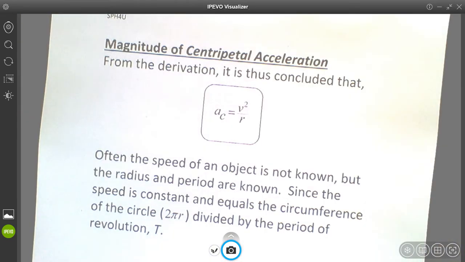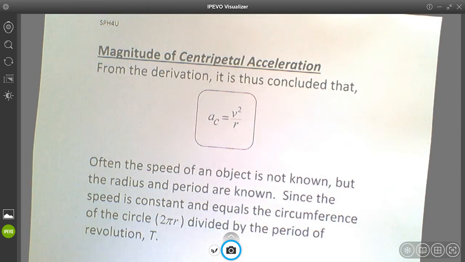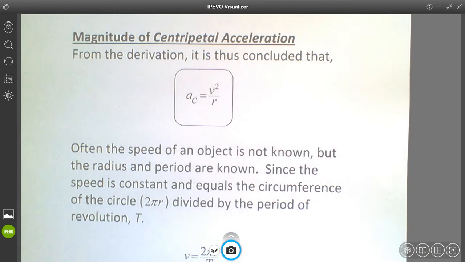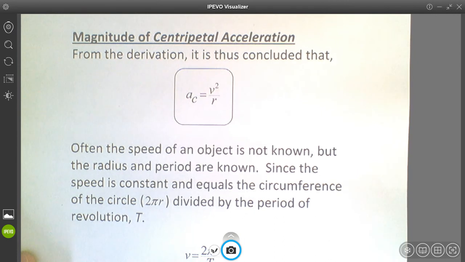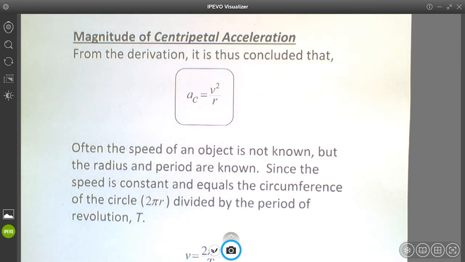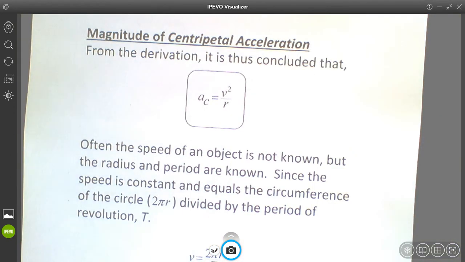The magnitude of the centripetal acceleration. We're not going to get into all the derivation of this. It's somewhat complicated, involves calculus, but what we're going to see is that there is a derivation that can be done. You can search it. I can post it on the website if you're really interested in seeing the derivation for centripetal acceleration. And then you will notice that it is a very simple formula.